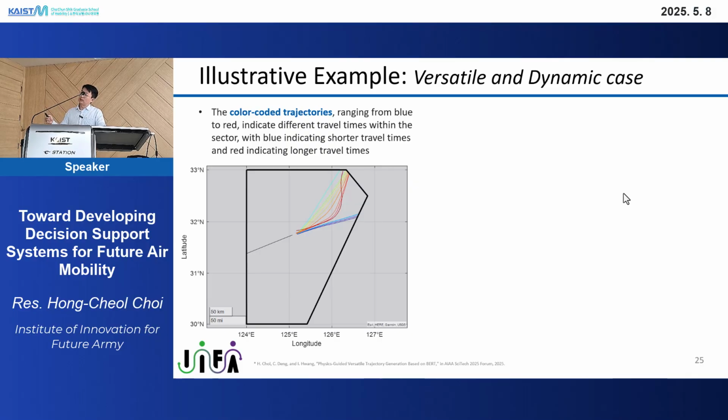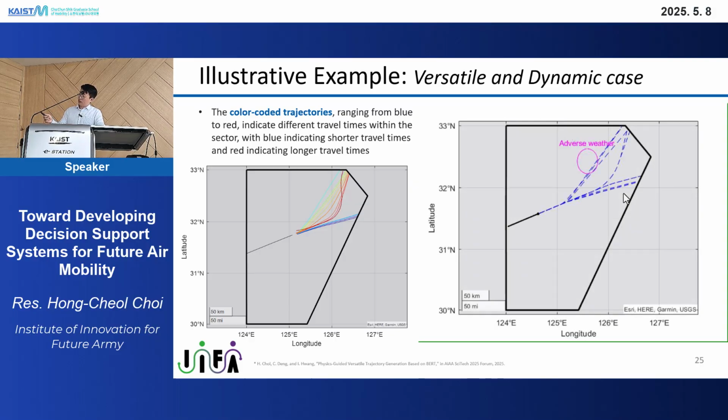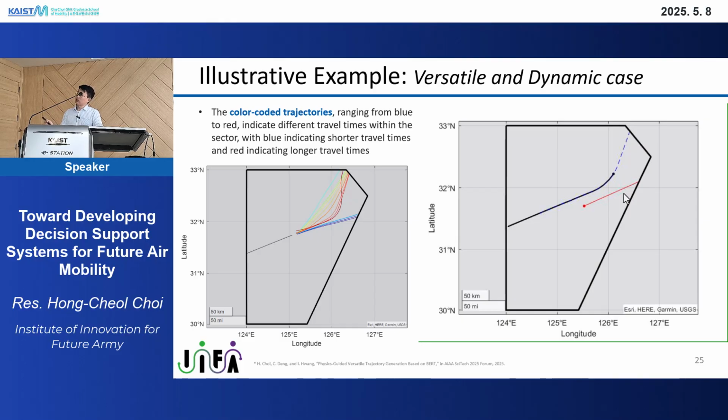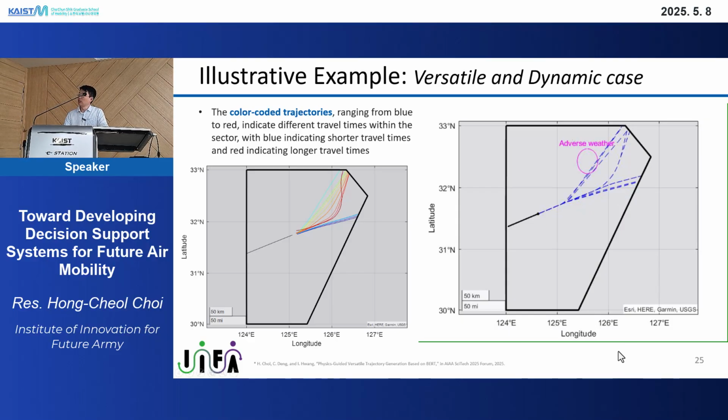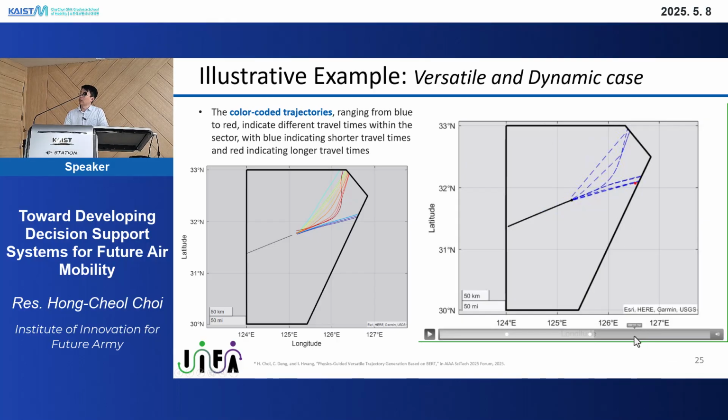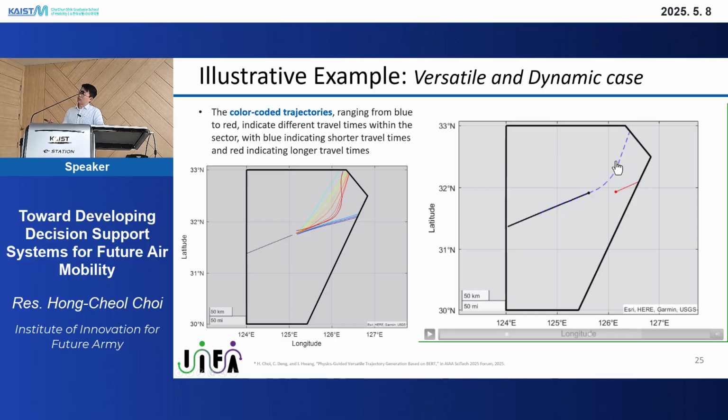And if we can provide multiple different physics guidance, then it can generate different types of trajectories iteratively. As you can see here, the color-coded trajectory shows different travel times. The blue one is shorter travel time, and the red one shows longer travel time. So it shows diverse trajectory generation, and it can be used for the dynamic case. If the aircraft encounters sudden situations, they can generate multiple trajectories and then choose one of them to avoid adverse weather here, or to complete a resolution, it can choose one of the other conflict-free trajectories here.